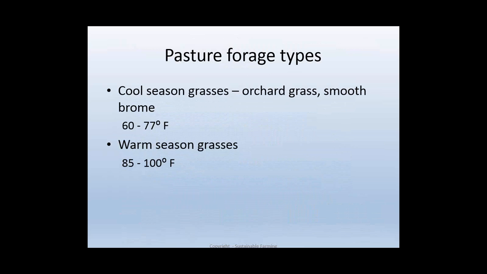As far as other information on pasture forage types, cool season grasses like temperatures from about 60 to 77 degrees Fahrenheit, and warm season grasses like temperatures from about 80 to 85 up to 100 degrees Fahrenheit. Understanding this is often very beneficial to the grazer and non-grazer, or the land manager, for understanding what they're dealing with.